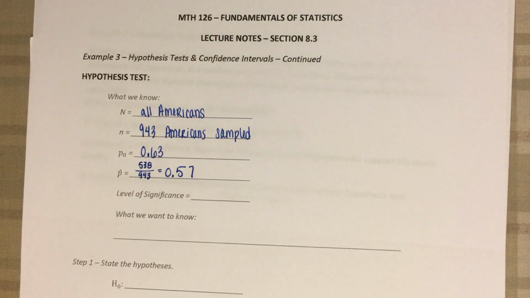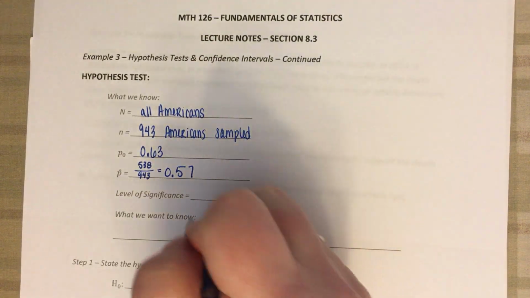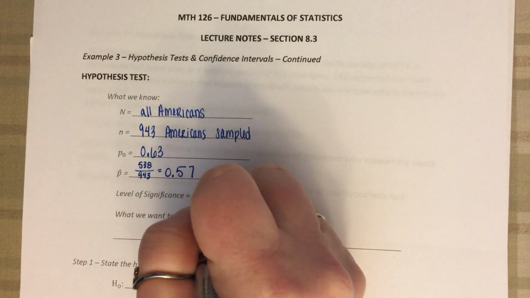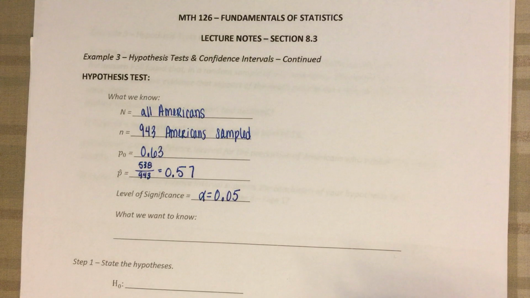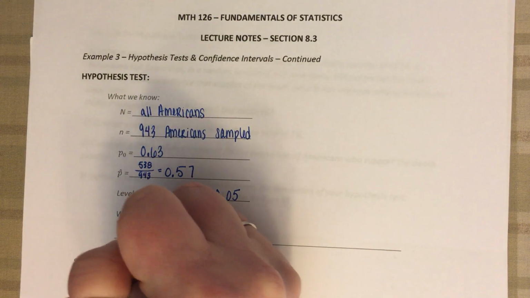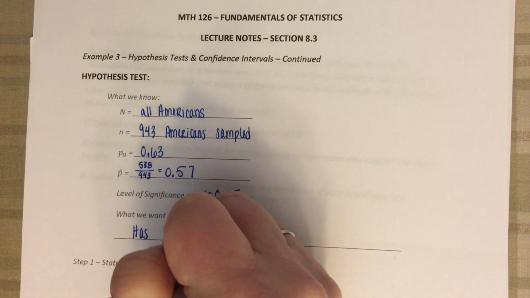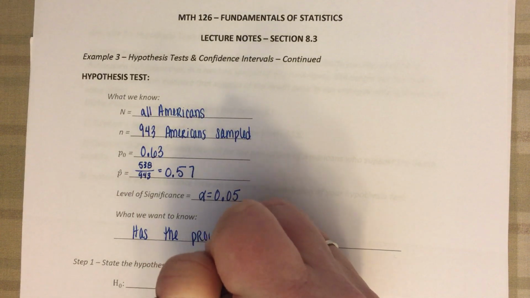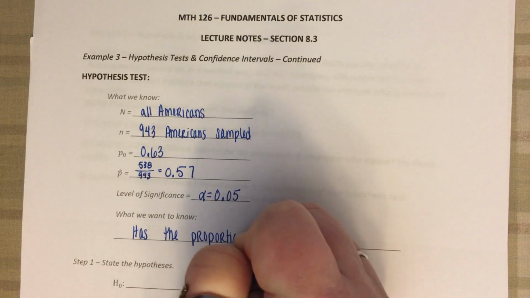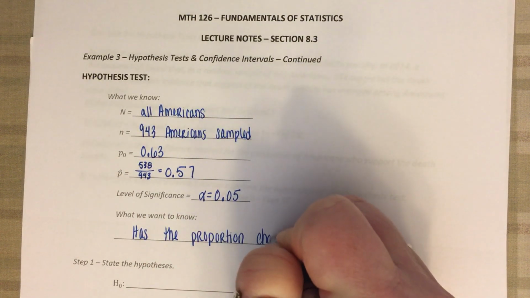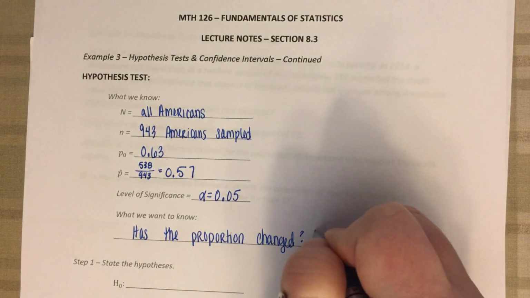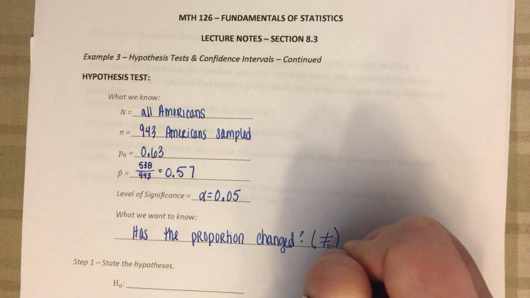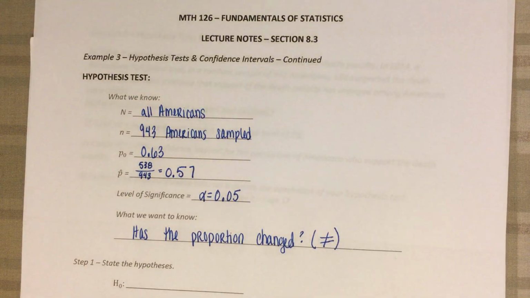Our level of significance is our alpha. We were told to use a significance level of 5%. And the question that we were asked: has the proportion changed? Change indicates a not equal to, so we're thinking a two-sided test.